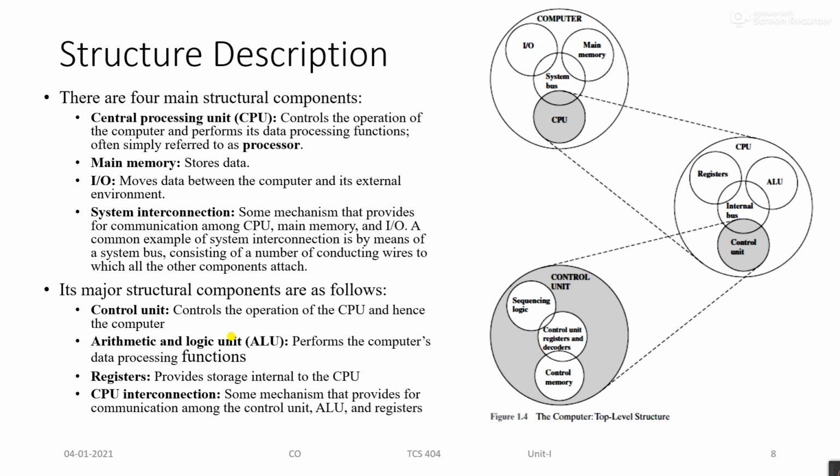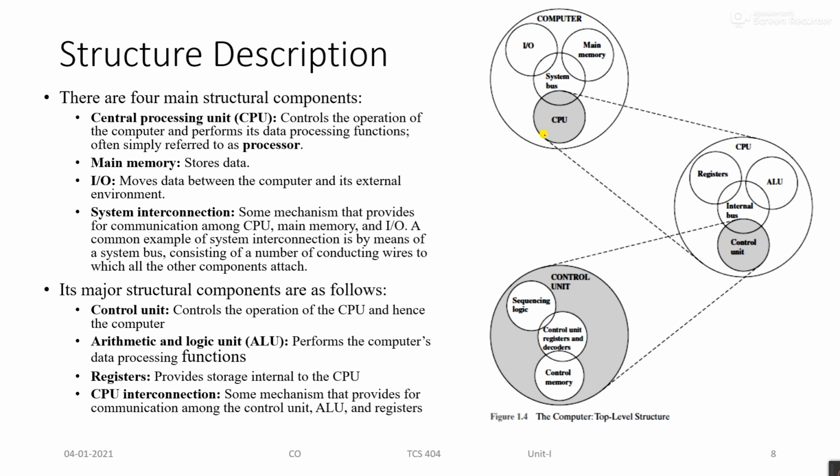In a structure description, this is my computer, right? In this computing system we have input output devices, main memory, and system bus. System bus is a bus which interconnects CPU, input output devices, and main memory. The CPU has a further description as registers, ALU, internal bus, and control unit. This control unit is further divided into sequencing logic, control unit registers and decoders, and control memory. Main memory may be your RAM and ROM. For input output, keyboard or mouse is your input, and your monitor is your output device. The system bus is interconnecting all the things.